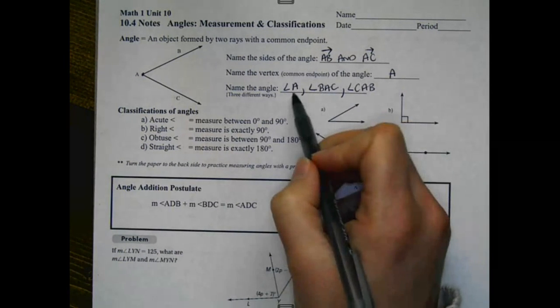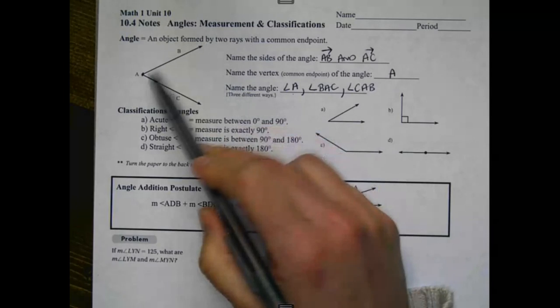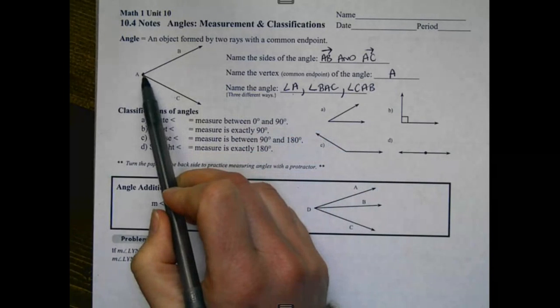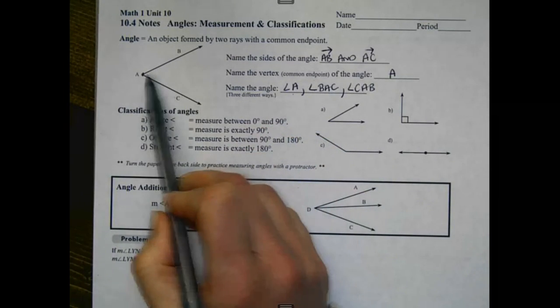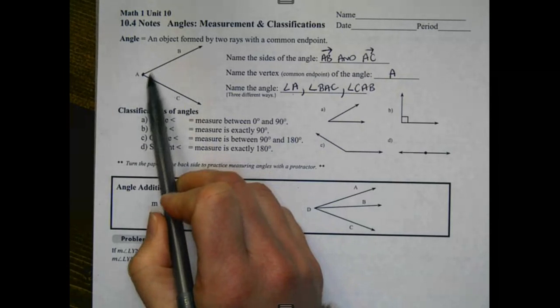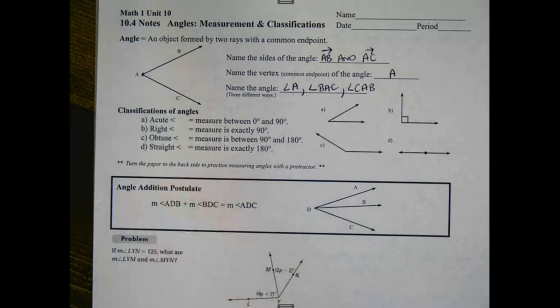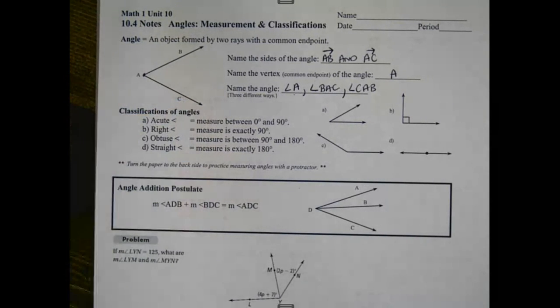We are only allowed to use angle A here because there's only one given angle. If we had a segment bisector here, or an angle bisector, then that would actually cut this into two different angles. We would not be able to say angle A there unless we were talking about the entire angle. We will have more practice with this, you guys, anyways.